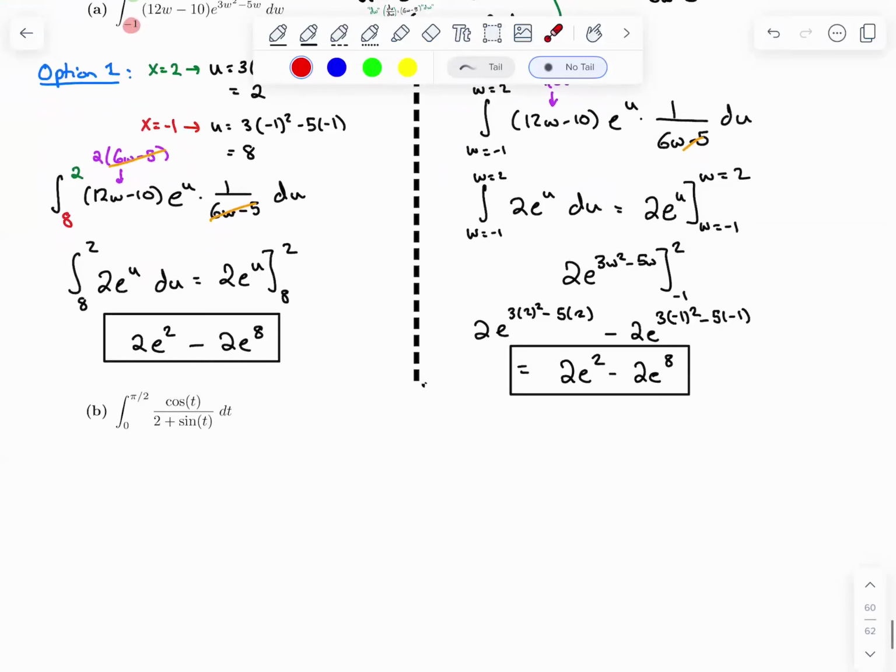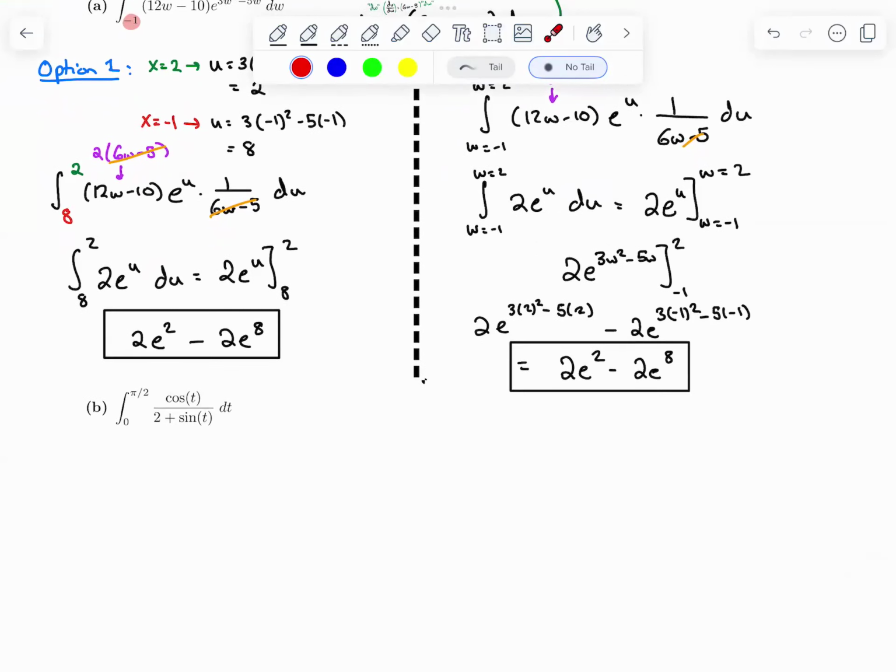This next one, I think I'm going to do it. Do you guys want me to do it in both ways again? Or can I just swappity swap?